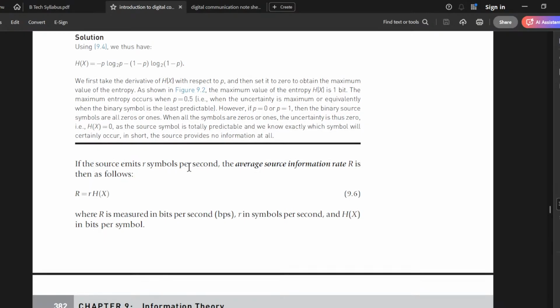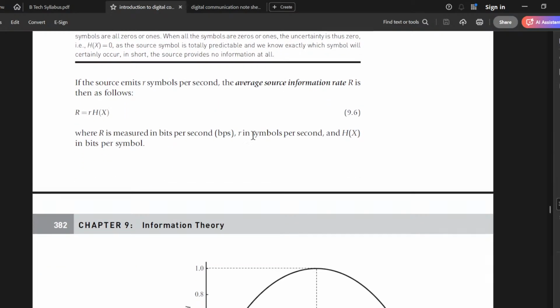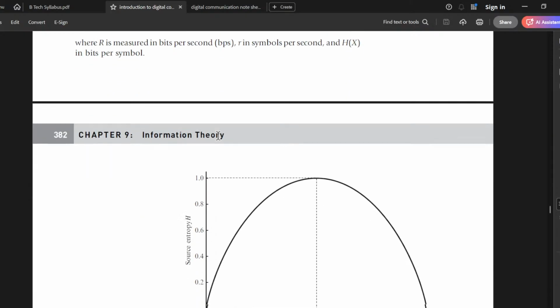If the source emits r symbols per second, the average source information rate becomes R equals r H(X), where R is in bits per second, because this is bits per symbol and this is symbols per second. Bits per symbol times symbols per second works out to be bits per second.